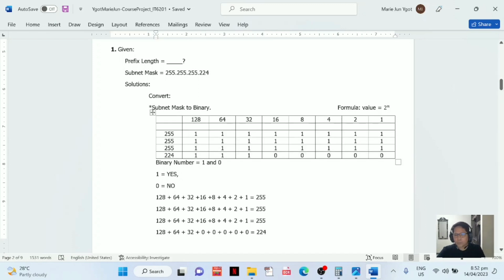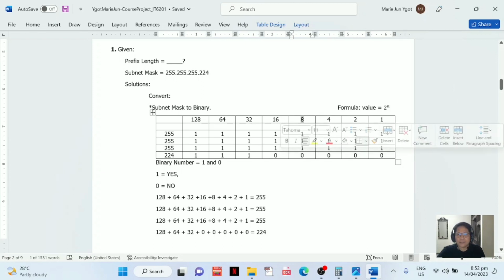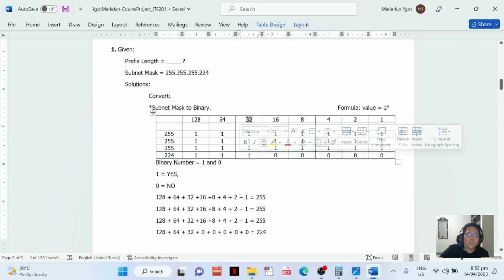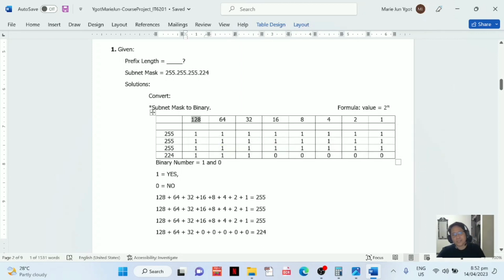So again, 2 to the power of 0 is 1, 2 to the power of 1 is 2, 2 to the power of 2 is 4, 2 to the power of 3 is 8, 2 to the power of 4 is 16, 2 to the power of 5 is 32, 2 to the power of 6 is 64, and 2 to the power of 7 is 128. So that's how we get these values here.